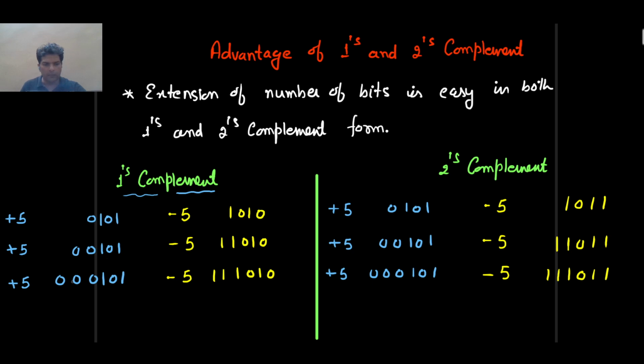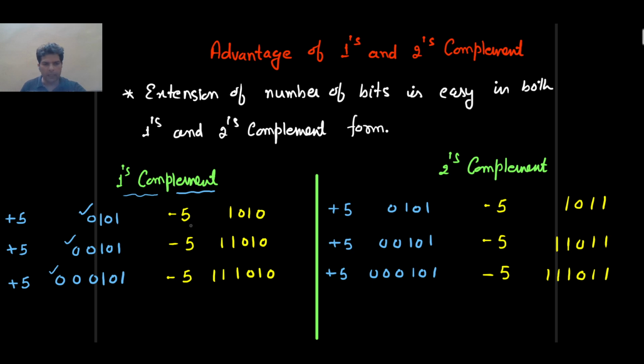Let's say I want to represent this same plus 5 in 6 bit. So 000101, this is again plus 5. Actually I am retaining the same value. If I extend the number of bits, this one is again plus 5. So retaining the same decimal value is the concept of extension of the number of bits.